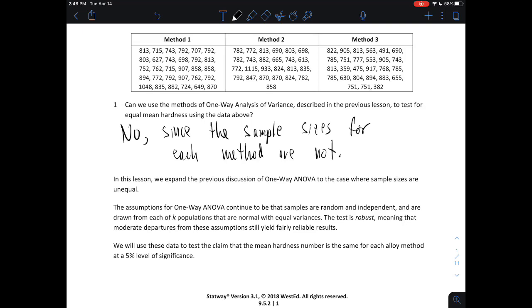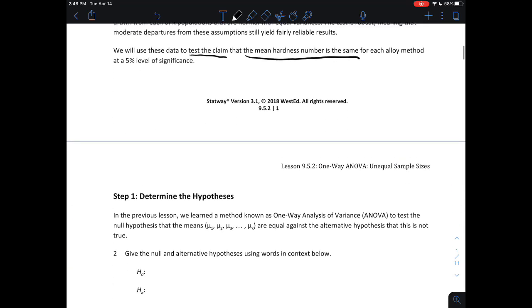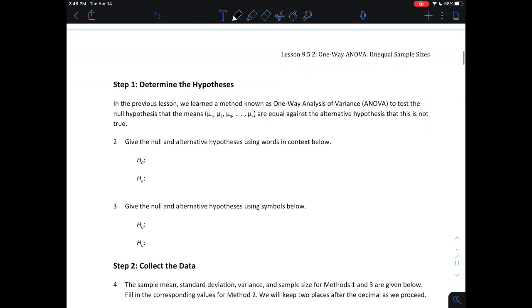We will use these data to test the claim that the mean hardness number is the same for each alloy method at a 5% level of significance. So here we are going to do a hypothesis test, and the claim is that the mean hardness number is the same for each method. Step 1. Determine the hypotheses.